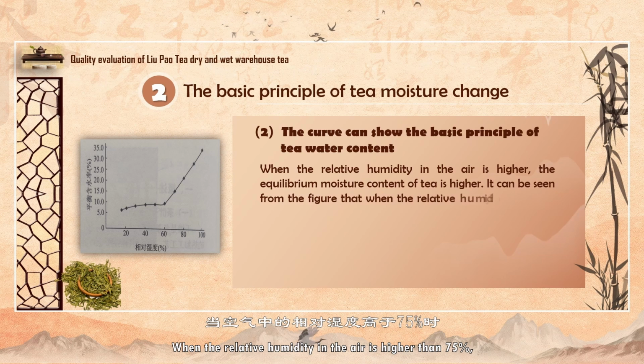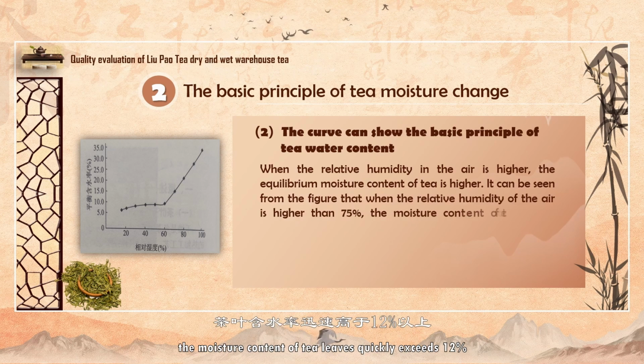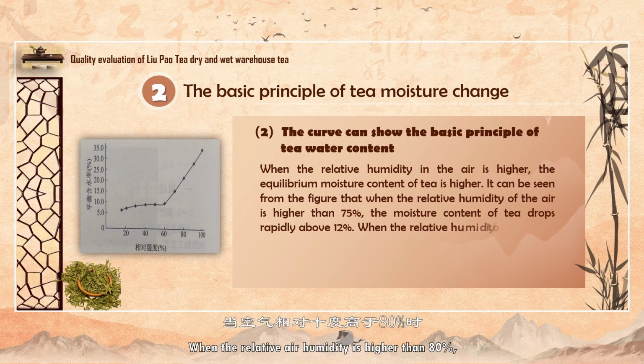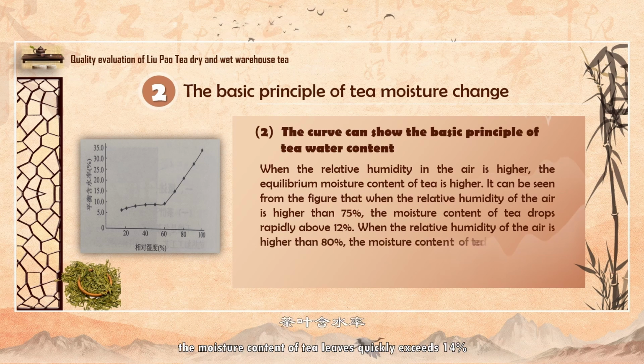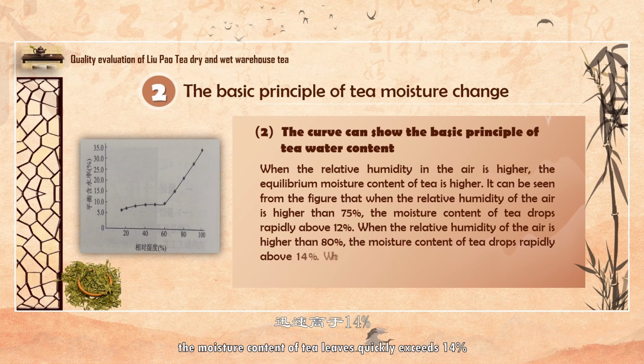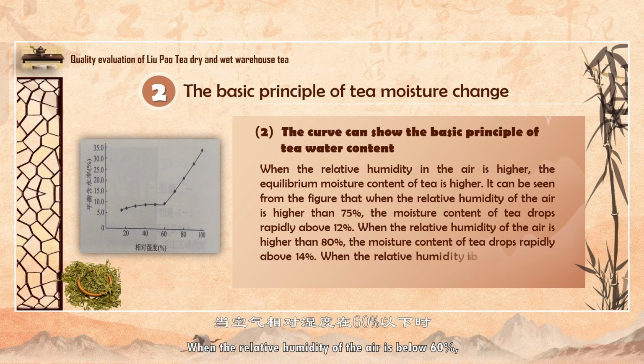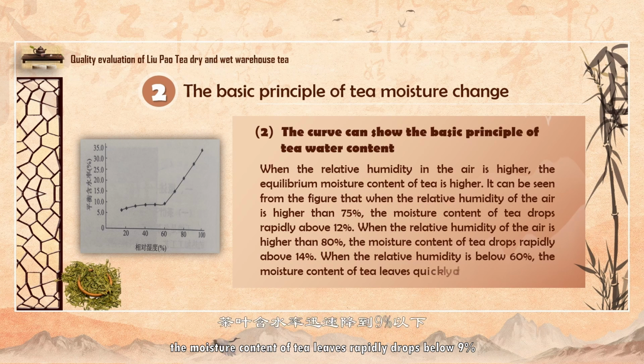When the relative humidity in the air is higher than 75%, the moisture of the tea leaves quickly exceeds 12%. When the relative air humidity is higher than 80%, the moisture content of tea leaves quickly exceeds 14%. When the relative humidity of the air is below 60%, the moisture content of the leaves rapidly drops below 9%.